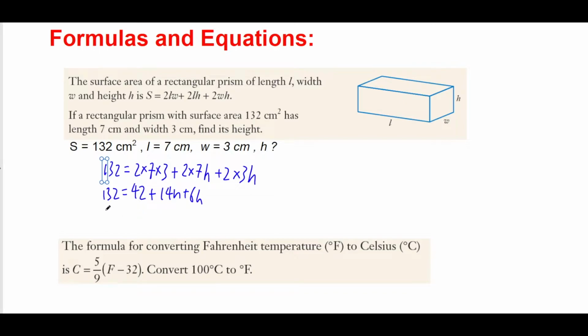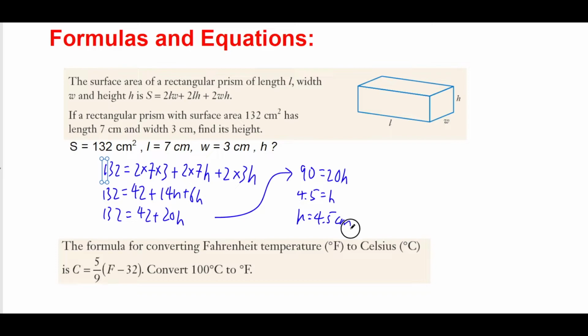So then we just simplify even more. 132 is equal to 42 plus this is 20H. Take away 42 from both sides. So you get 90 is equal to 20H. Right, so then you divide both sides by 20, so you get 4.5 is equal to H. Right? So then H equals 4.5 centimeters. Alright, so hopefully that wasn't too bad. Just make sure you do this question slowly. You take your time. Try not to make any careless mistakes along the way, and you should be fine.